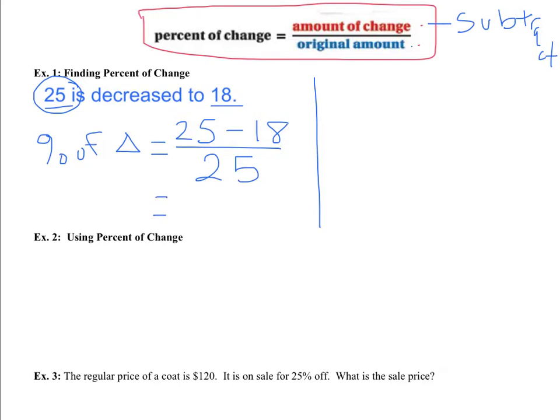So with a simple subtraction problem, I have 7 divided by 25. When I divide this, I'll get my percentage as a decimal. So if I take 7 divided by 25, I'm going to have a decimal, 28 hundredths, on my calculator. To write that as a percent, I just move my decimal, and this means that the price went down 28%.